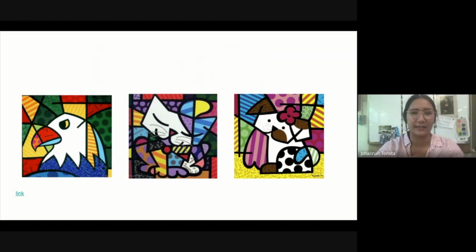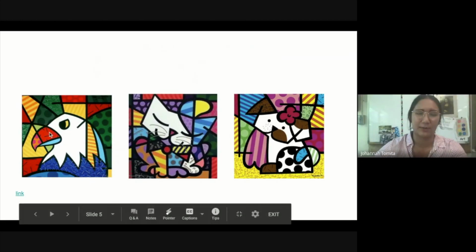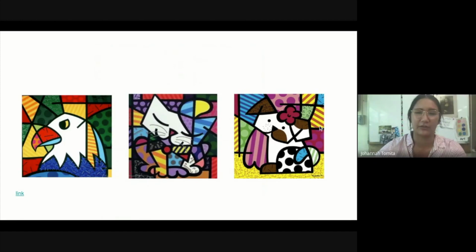Another thing is that they all have some divided space in the backgrounds and on the animals. So he likes to use these lines to kind of break up the space in each of his images. And I wonder if you could think of the third thing. If you thought of patterns, then good job. Romero Britto includes lots of patterns and designs in his artwork. So we are going to be looking a little more at patterns and designs later on today.